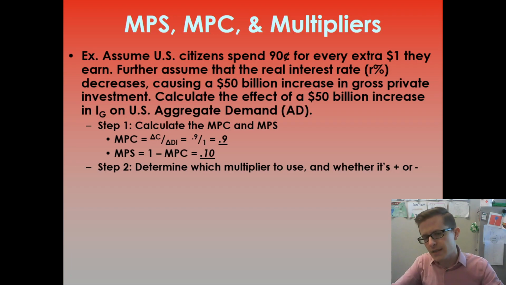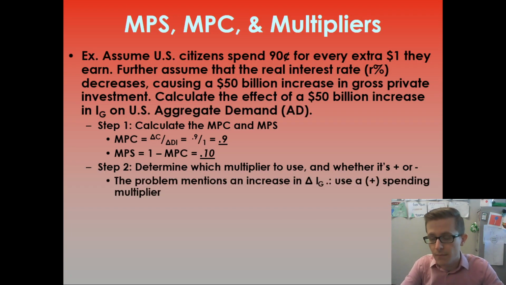So, next step, you need to determine which multiplier to use. In this case, we are in fact using the spending multiplier, right? There's only the 2 multipliers, spending and tax. This isn't talking about taxes. This is talking about businesses investing in capital, meaning that we end up using the spending multiplier, which is our 1 minus MPC divided by MPS.